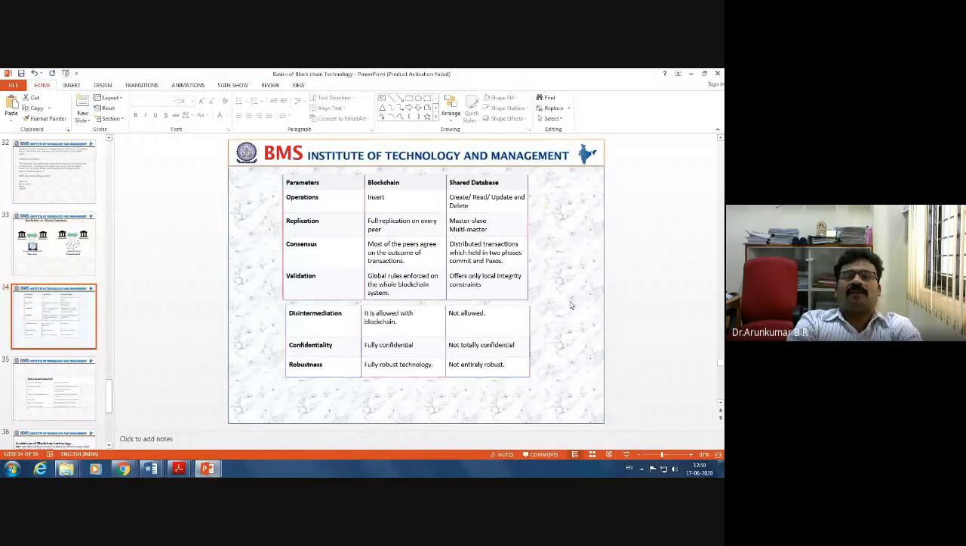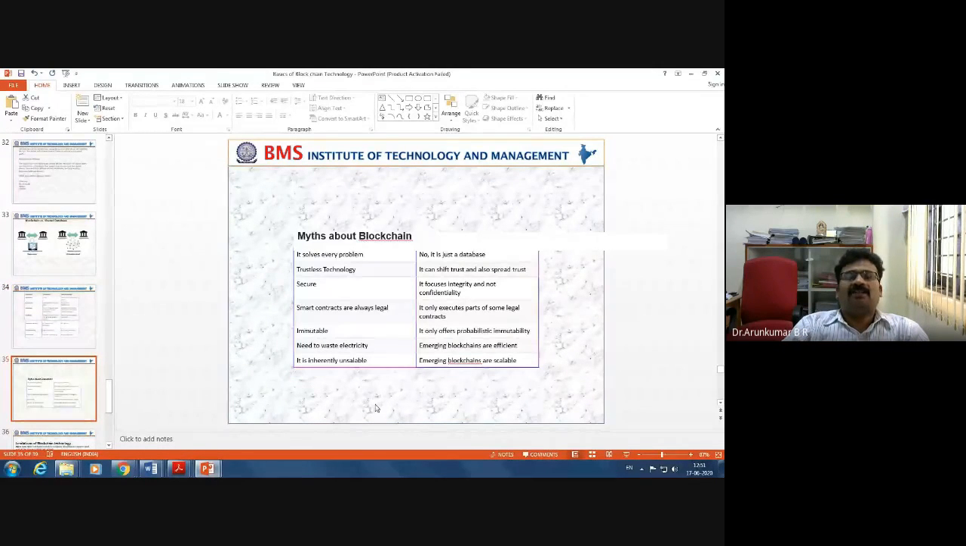Consensus algorithm, most of the peers agree on the outcome of the transactions. In case of shared database, distributed transactions which help in two-phase commit. Validation, global rules are enforced on the whole blockchain system, whereas shared databases offer only local integrity constraints, right? Confidentiality in blockchain, fully confidential. In case of shared database, not totally confidential. Robustness, fully robust technology, but in case of shared databases, not entirely robust. These are some of the things which give the comparison of the blockchain with the shared database.